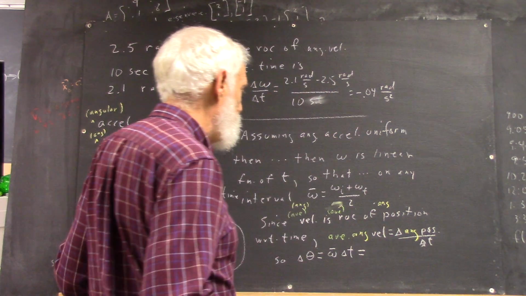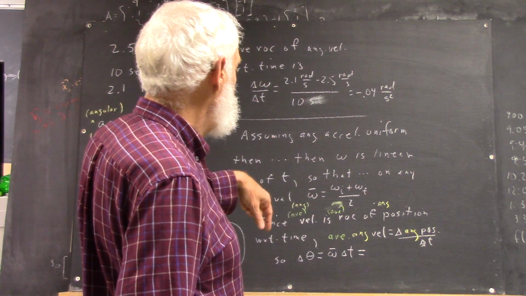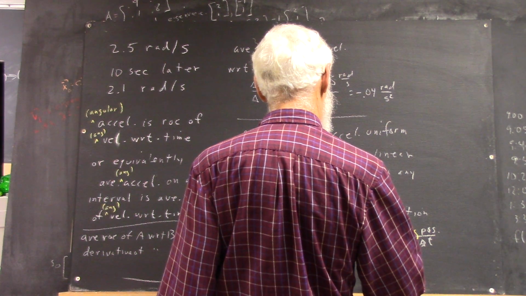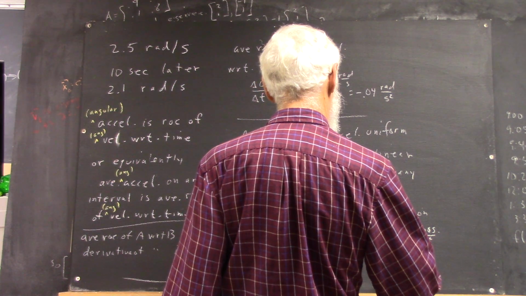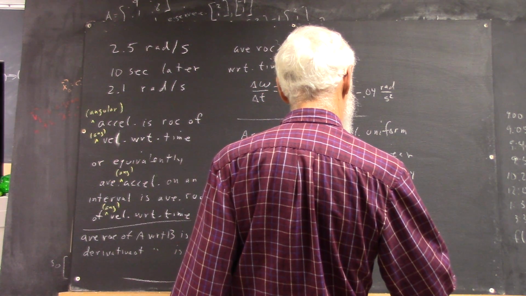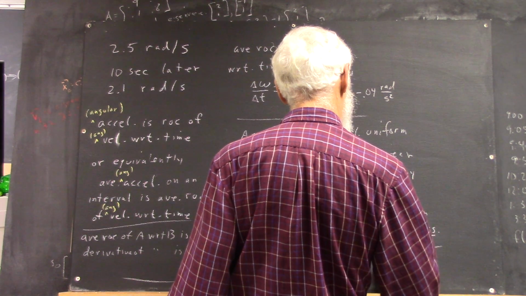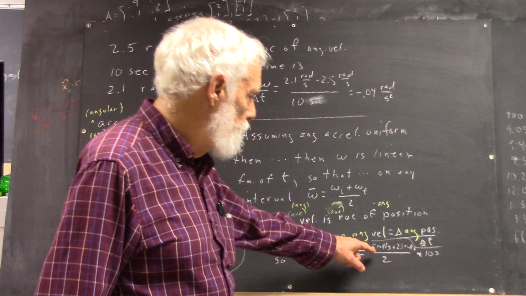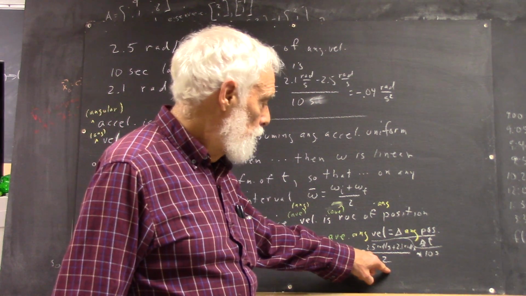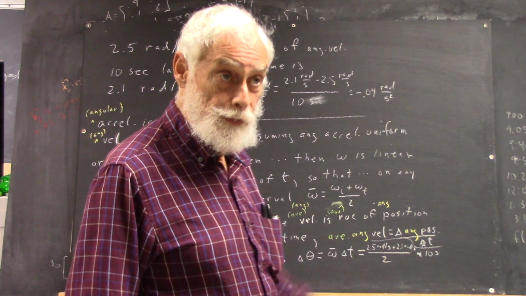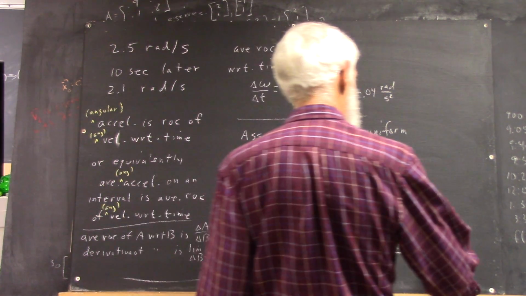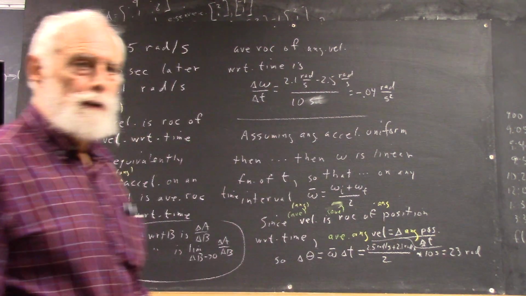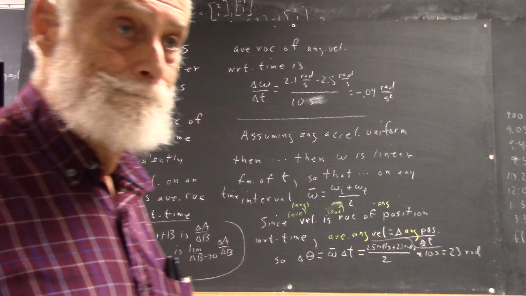So that's going to be what? Well, we average these two. It's 2.5 radians per second plus 2.1 radians per second divided by 2 multiplied by 10 seconds, right? And that's 23 radians, a little less than 4 complete revolutions. Okay?